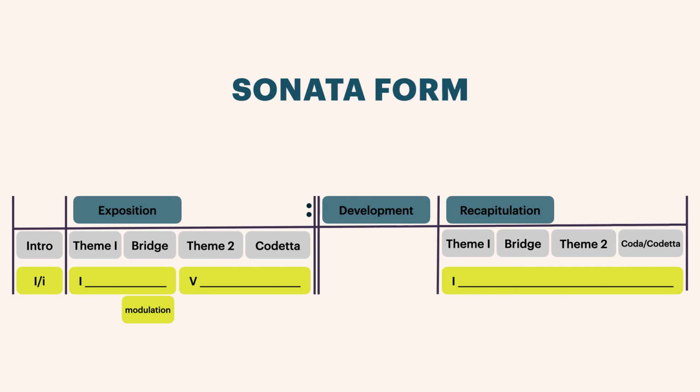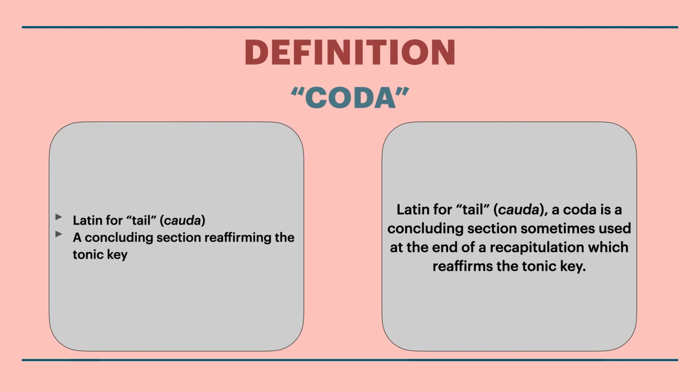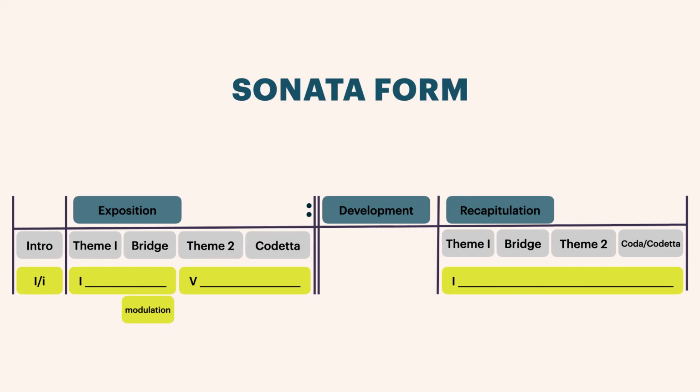We sometimes end off the recap, however, with a coda, Latin for tail, or C-O-D-A. Coda is a concluding section, sometimes used at the end of a recap, which reaffirms the tonic key. Now, coda isn't a totally standard part of sonata form. You don't see it in every single instance of sonata form, but it's not unusual either. It really just pounds out the tonic key one last time.